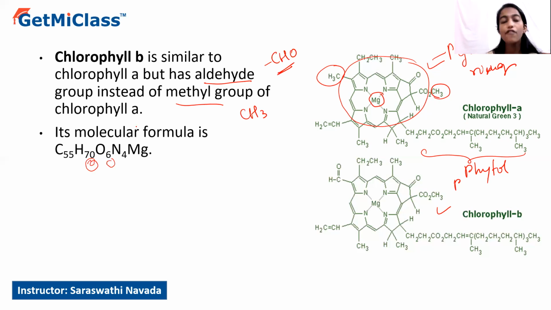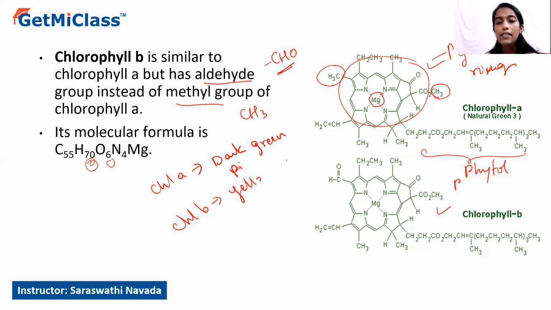And compared to the color of chlorophyll A, chlorophyll A is dark green in color. It is a dark green pigment. Whereas chlorophyll B will be yellow green in color. So that is the difference between the color of chlorophyll A and chlorophyll B.